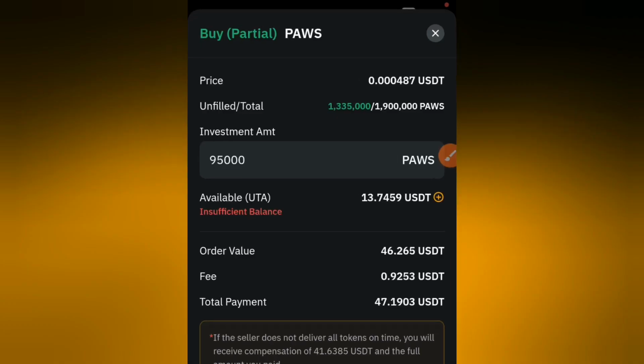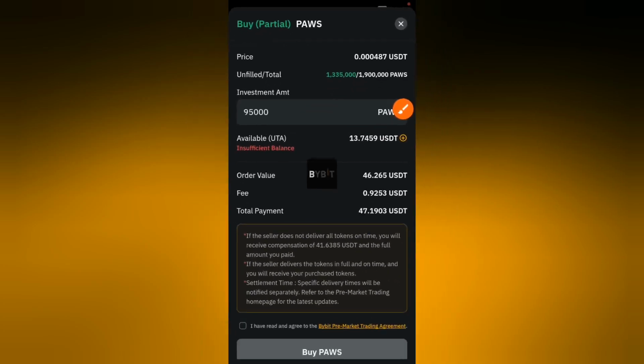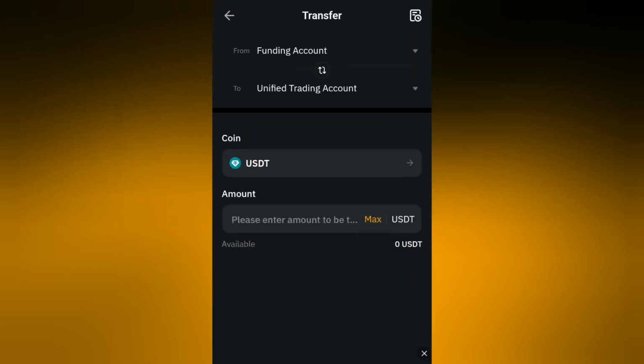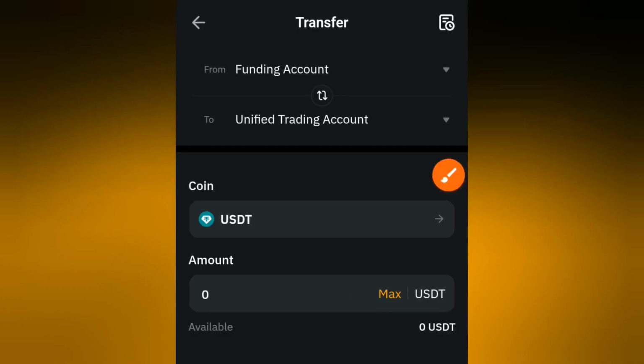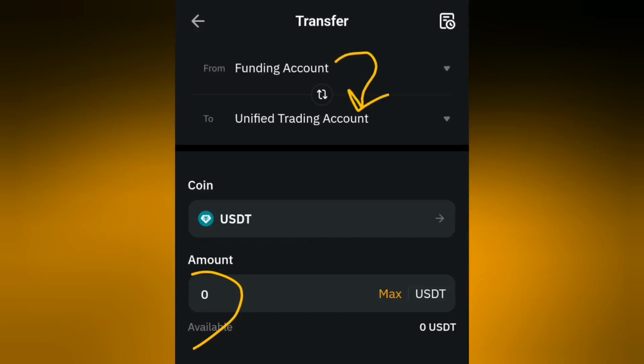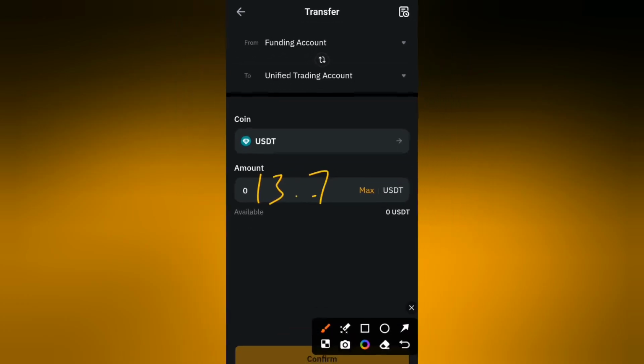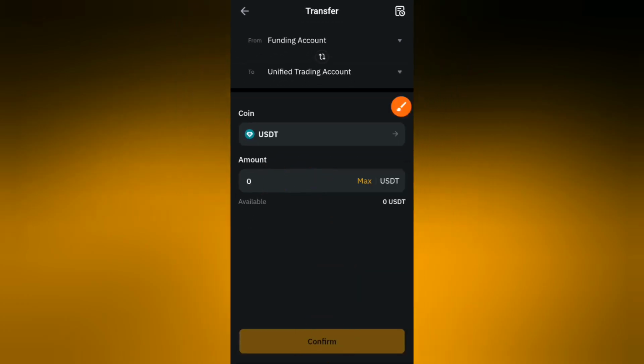Before you can trade in the Bybit pre-market, you also have to move your assets, your USDT, from funding to unified trading. To do that, you just have to click on this plus icon right here. Assuming your assets are in the funding account, you're going to transfer them to the unified trading account. If I click max right now, you can see it's displaying 0 because I already moved this token from funding to unified trading. Once you have moved it, you'll be good to go. Once the tokens appear here, let's say 13.7, you click on confirm, and this will be moved to unified trading.